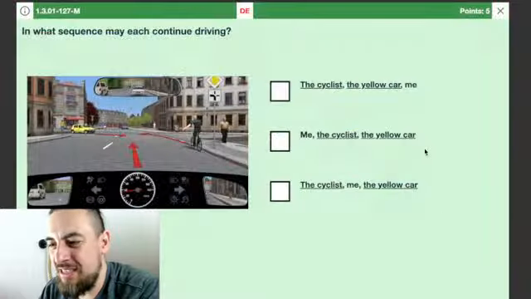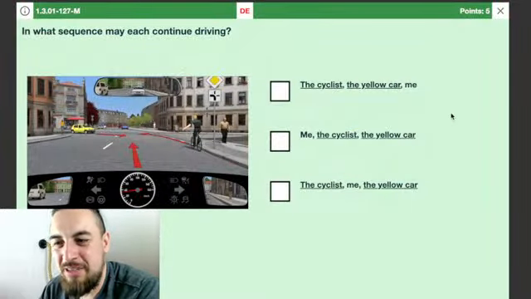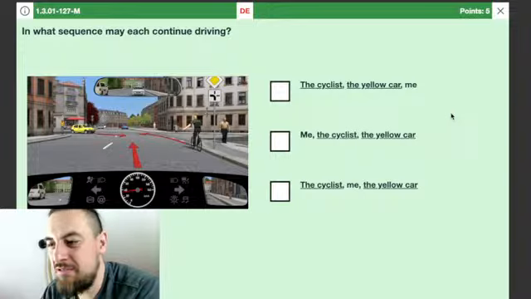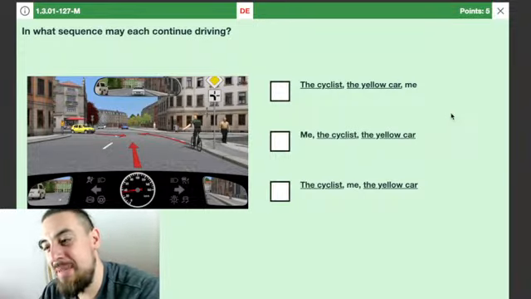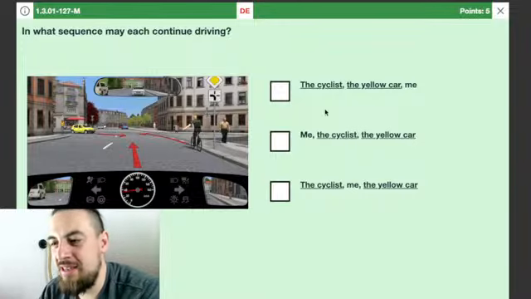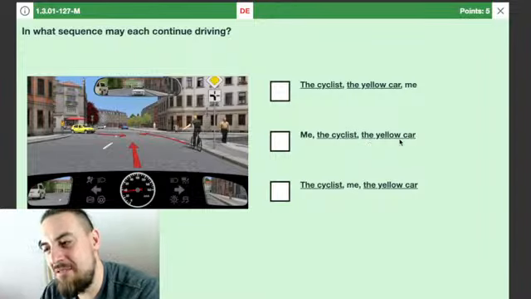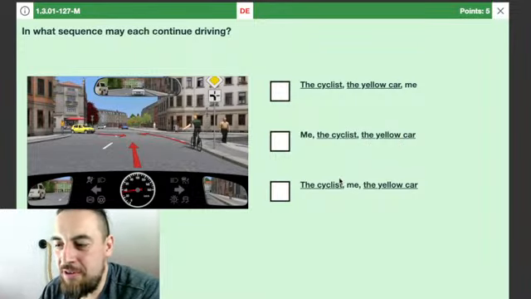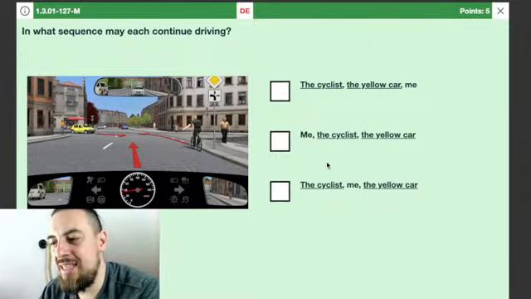The question was, tell me the correct sequence. So in what sequence may each continue driving? The cyclist, the yellow car, me? Or the second answer, me, the cyclist, the yellow car? Or the third option, the cyclist, me, the yellow car.